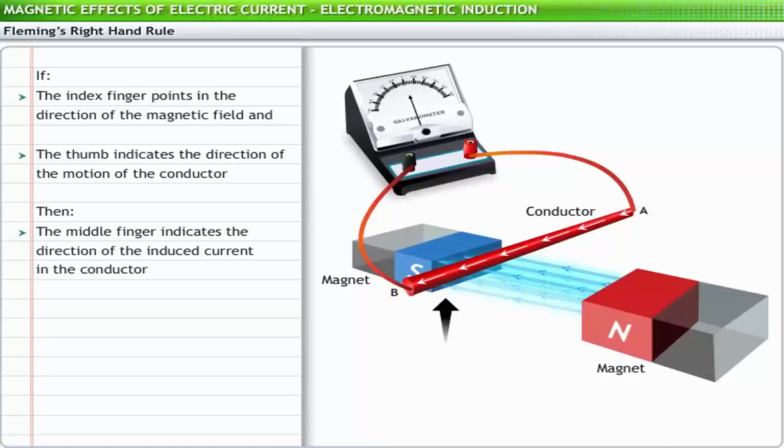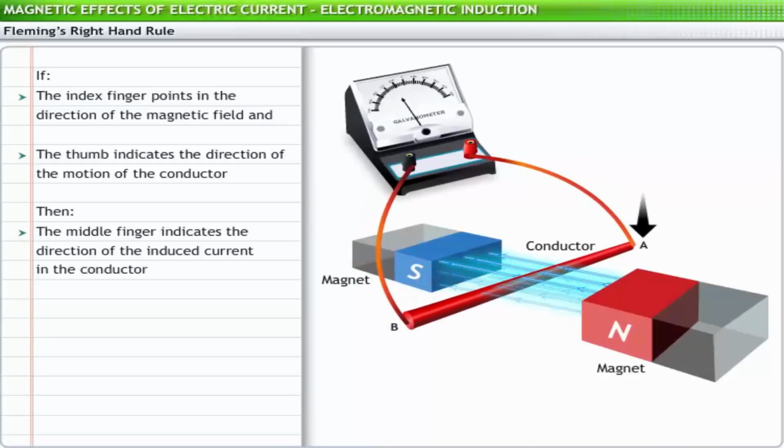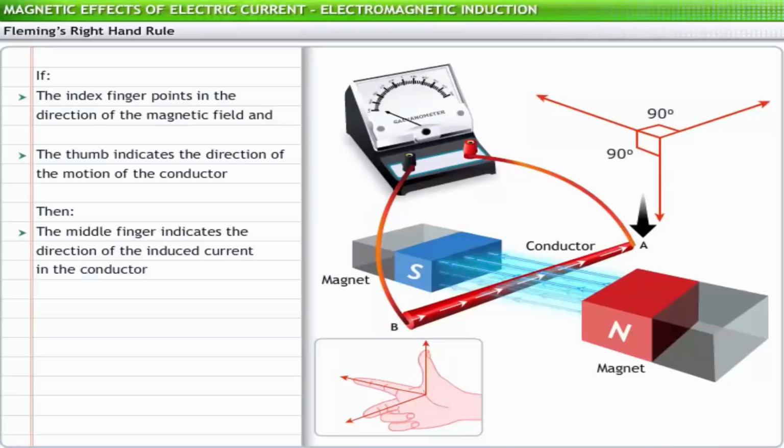If you move the conductor downwards in the magnetic field, the galvanometer needle deflects to the left. This indicates the direction of the current in the conductor from B to A. Thus, you can see that the direction of the magnetic field, the movement of the conductor, and the induced current are at right angles to each other.